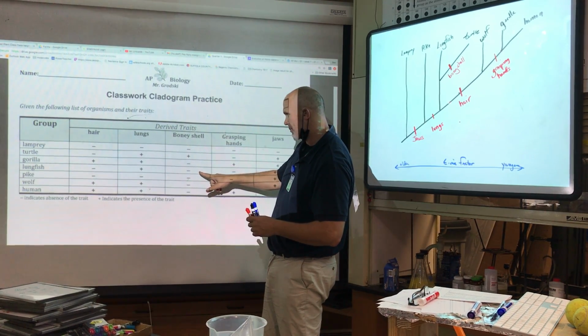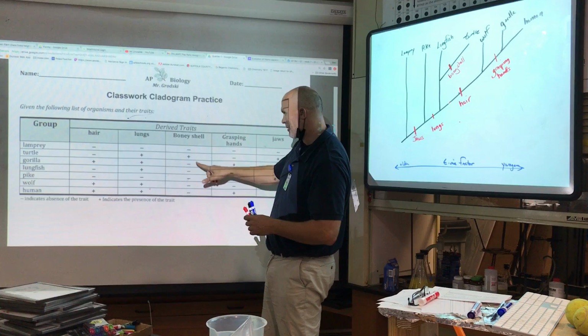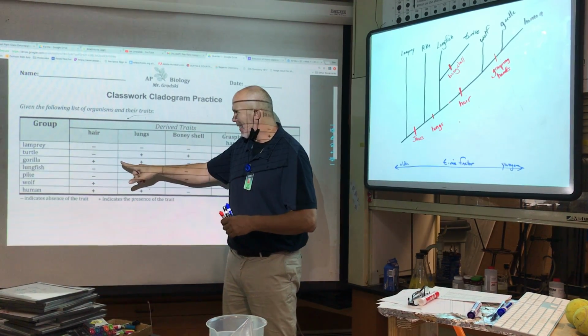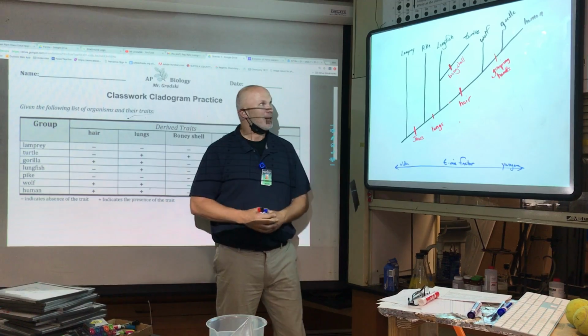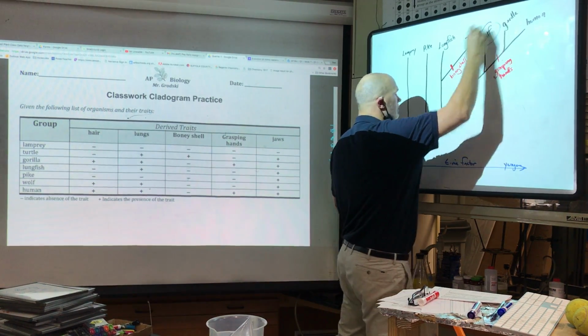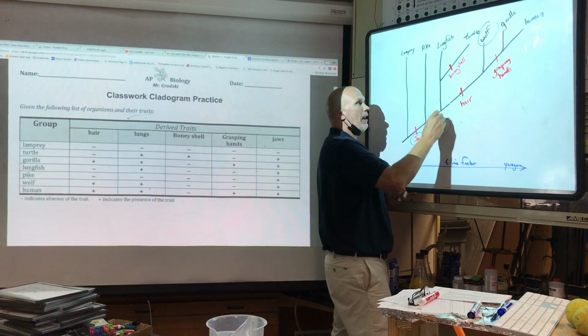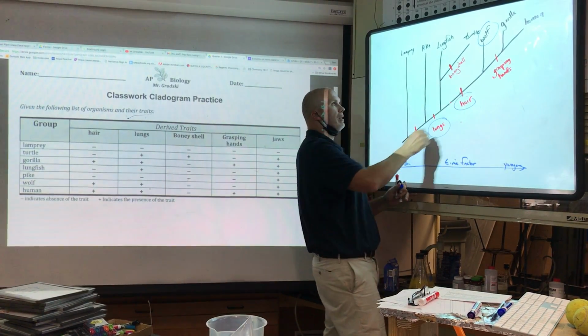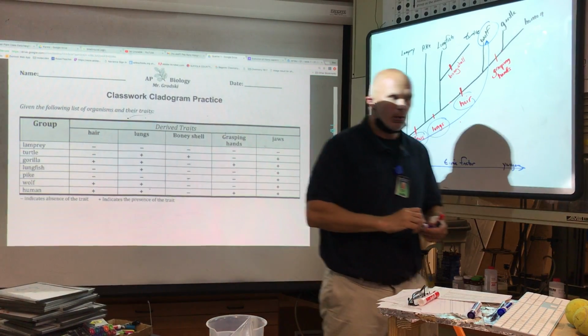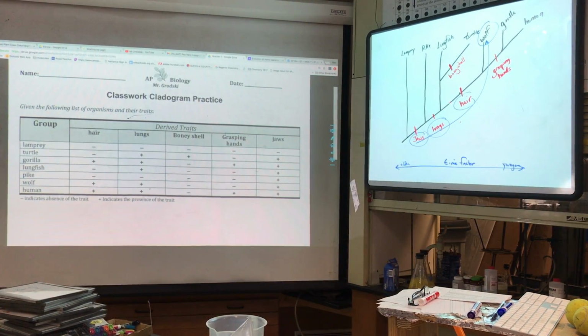No bony shell. I was doing the turtle. Yes, I can do this. Jaws, bony shell, okay, and lungs. I can do this. So you can read them. So to get to the wolf, this is what they have to have, okay? These four traits.